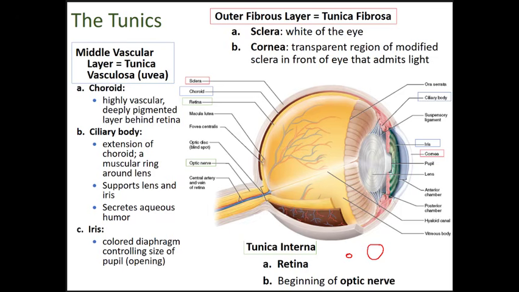Now the tunica interna, the most internal layer, consists of your retina. So you could see the layers here, 1, 2, and now we're on the third, the most internal. So your retina and your optic nerve here at the back. And we'll talk a little bit about this shortly.